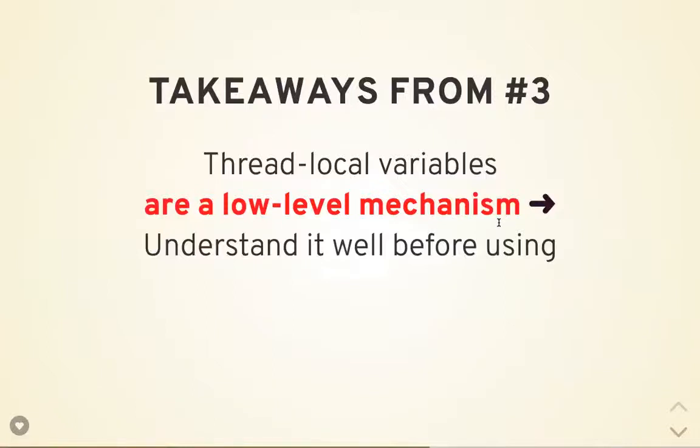So the takeaways are the thread local variables from Ruby are actually a low-level mechanism. So we need to be careful when you're using it, or probably just avoid it.